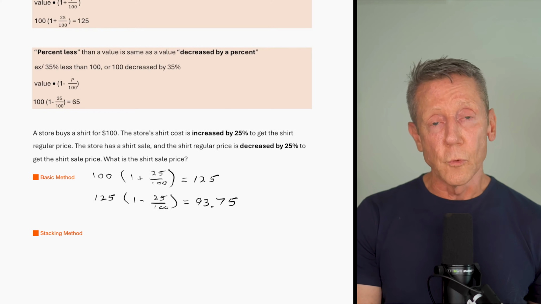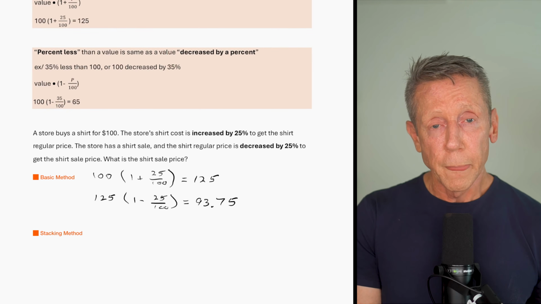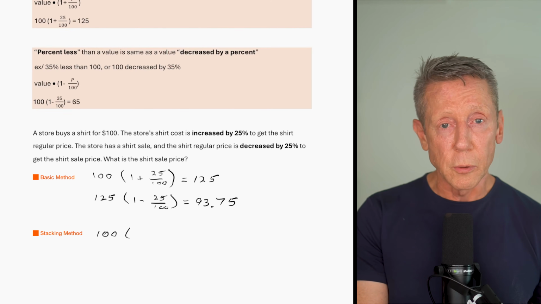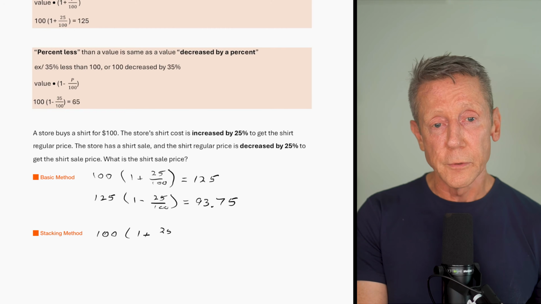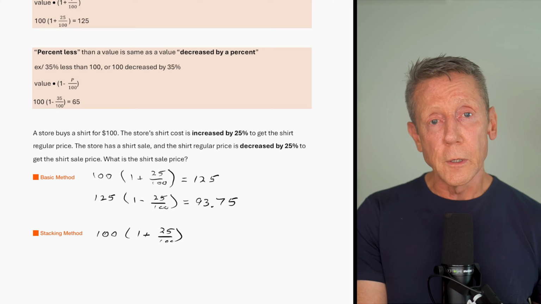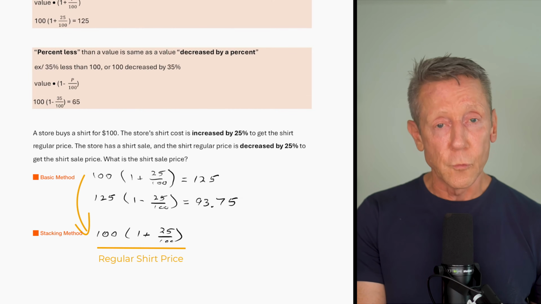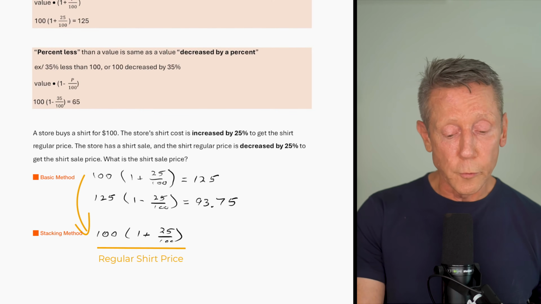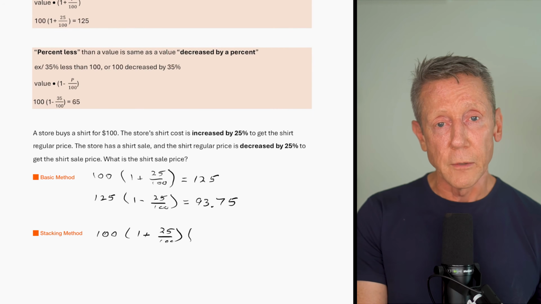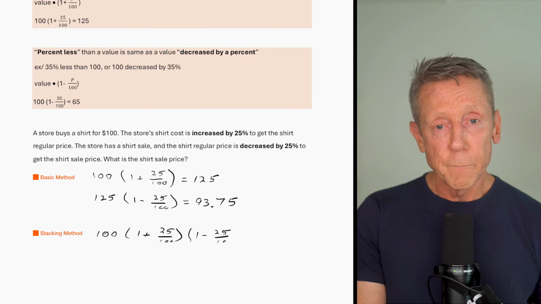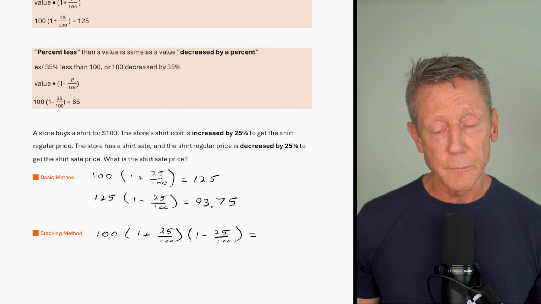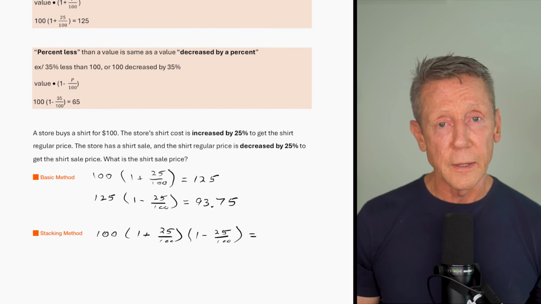Now let's do it the second way, where we actually stack the operations. So we're going to start off the same way. We're going to take the 100, and we're going to open a paren, 1 plus 25 over 100, close paren. But then we're not going to feed this into the calculator. We're just going to understand that this is the regular price of the shirt. And then what we're going to do is put the decrease right next to it. So we open the paren, 1 minus 25 over 100, close paren, equals. And then what we do, we feed the whole thing into the calculator or Desmos at the same time, and we get the same answer, 93.75.